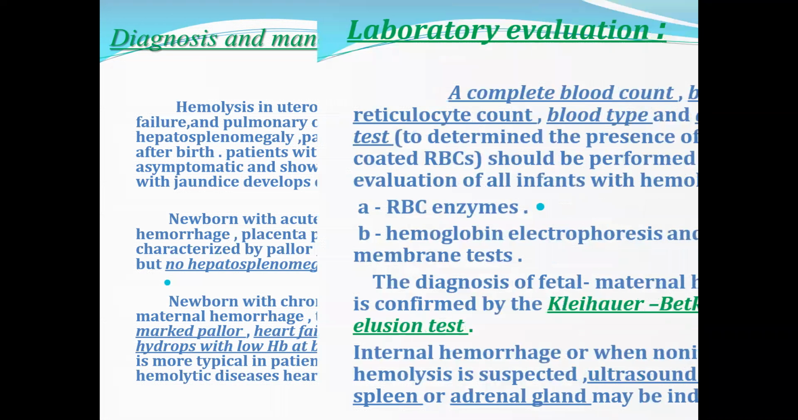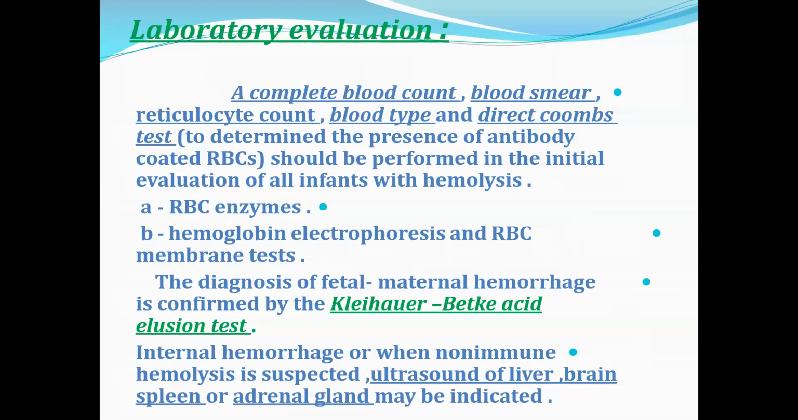Laboratory findings include complete blood count, blood smear, retic count, blood type, and direct Coombs test, which, of course, is to detect the presence of antibody-coated RBCs. All of these should be performed immediately after birth. We can send for RBC enzymes, hemoglobin electrophoresis, and RBC membrane test.